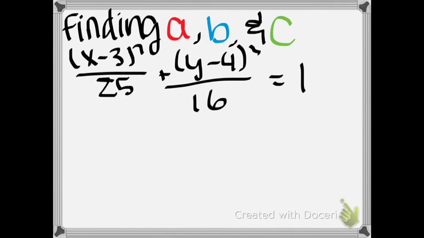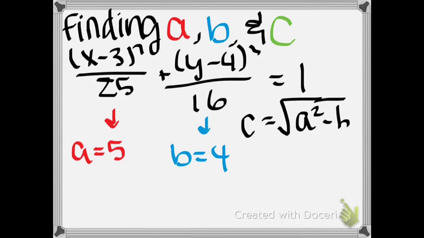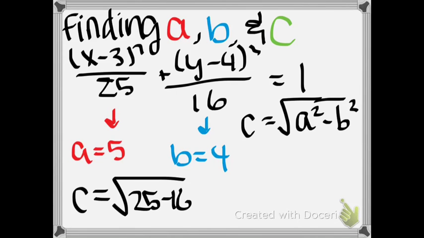Since we found that (x minus 3) squared over 25 plus (y minus 4) squared over 16 equals 1 is the standard form of the equation of our ellipse, we can find a, b, and c using the variables in this equation. So we know that 25 equals a squared, so a will equal 5, since 5 is the square root of 25. And we know that 16 equals b squared, so b will equal 4. Since we also earlier found that c equals square root of a squared minus b squared, we can find c using a and b. So c will equal square root of 25 minus 16, and that is the square root of 9. The square root of 9 is 3, so c equals 3.